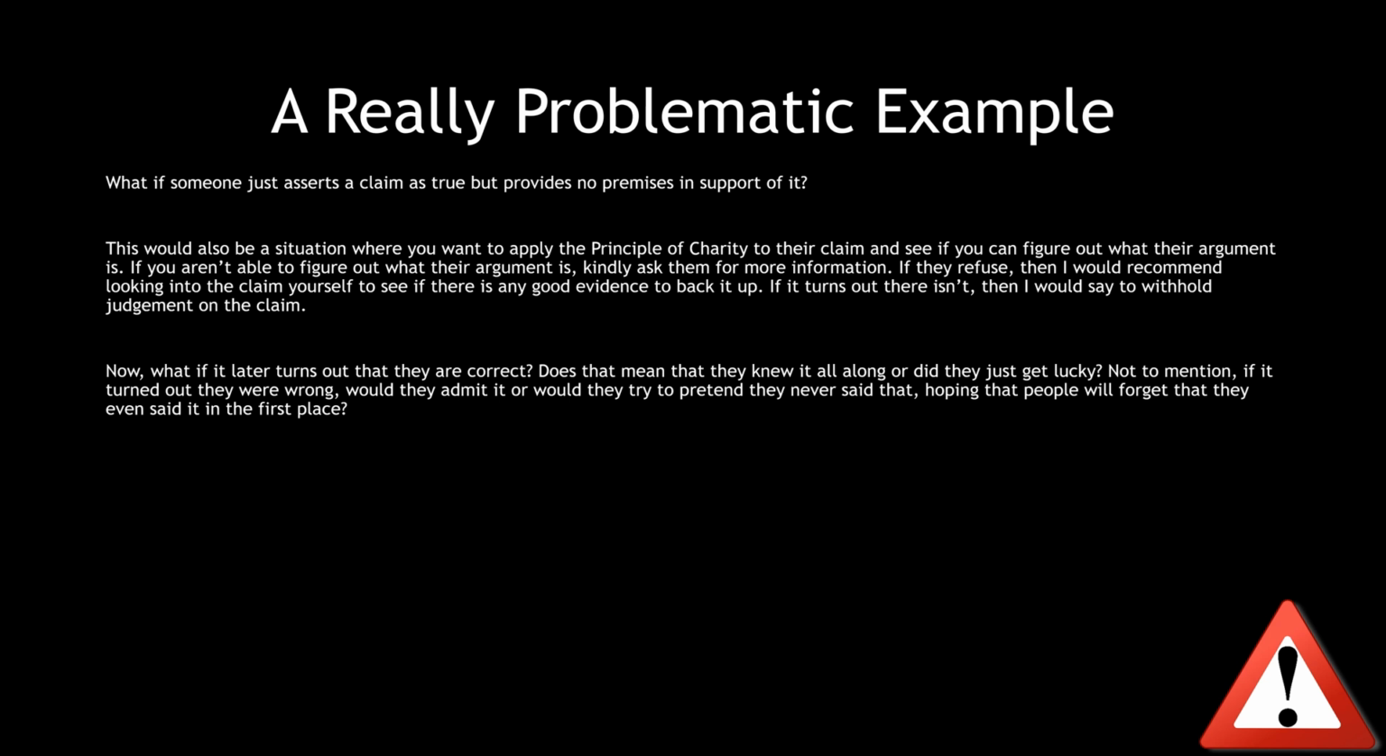Now, what if it later turns out that they are correct? Does that mean that they knew it all along? Or did they just get lucky? Not to mention, if it turned out they were wrong, would they admit it, or would they try to pretend they never said that, hoping that people will forget that they even said it in the first place? Remember, being correct doesn't always mean that the person was being rational. A person can be correct for a reason that isn't good.